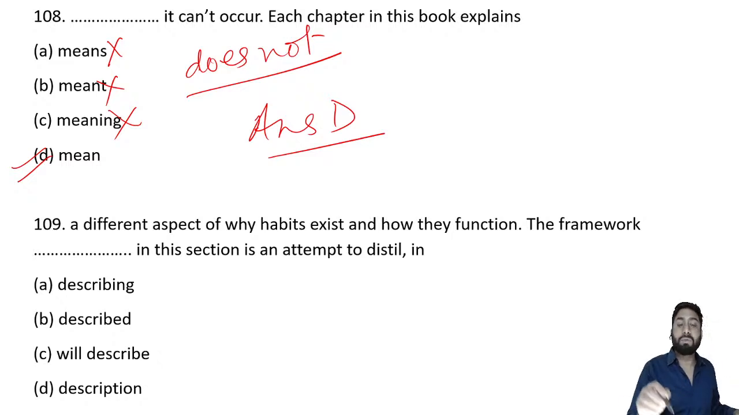Each chapter in this book explains a different aspect of why habits exist and how they function. The framework blank in this section is an attempt to distill dash dash. So the framework blank in this section, describing in this section, described in this section, will describe.